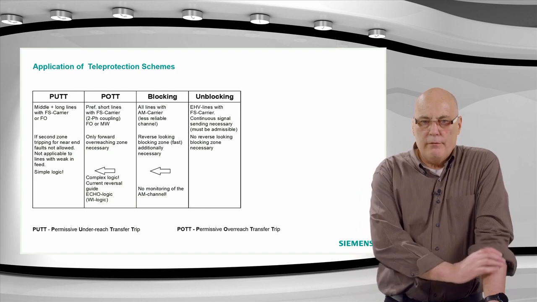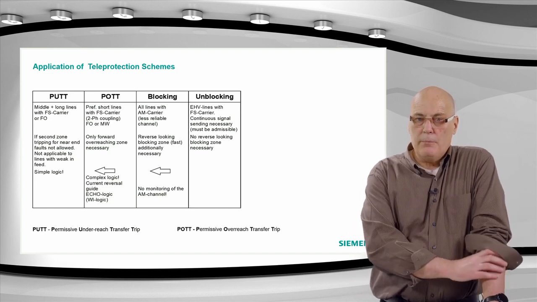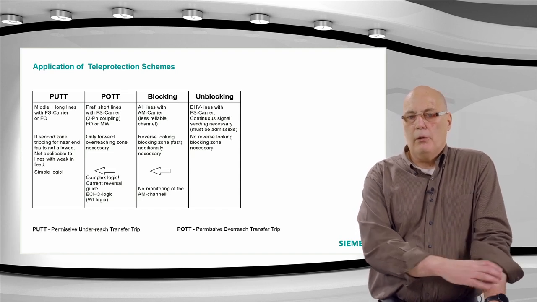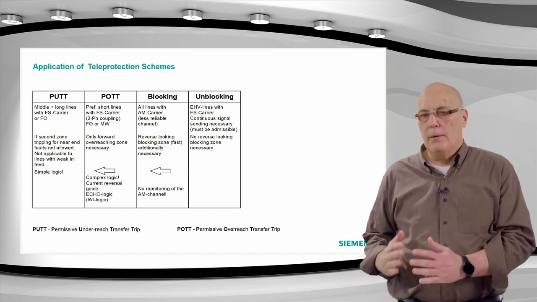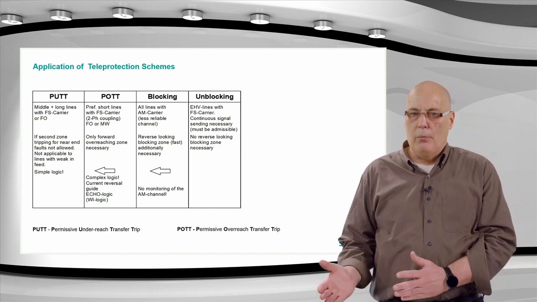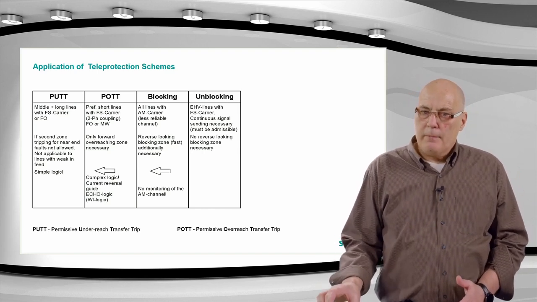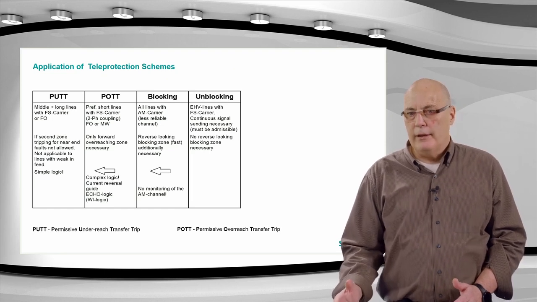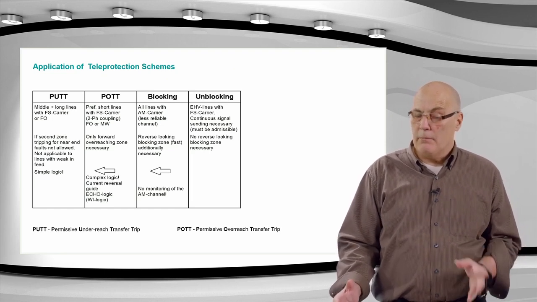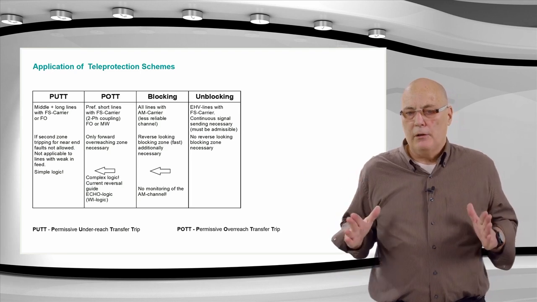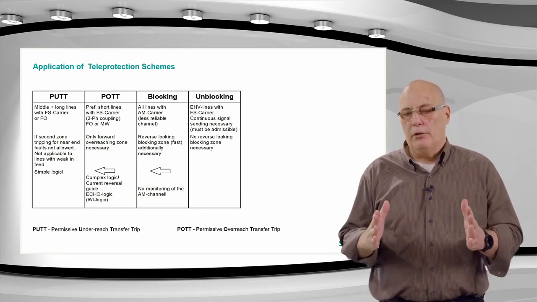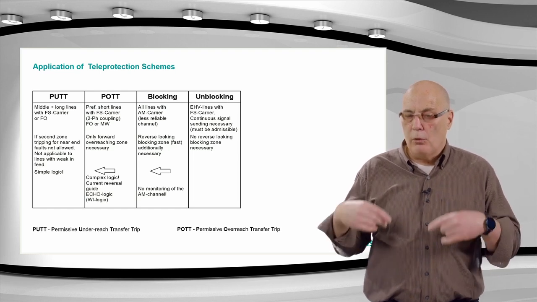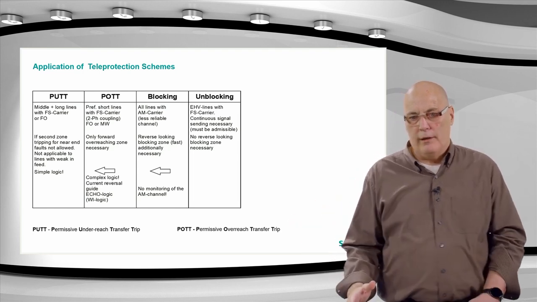All right, the four schemes that we are typically looking at with distance protection: PUTT, permissive underreach transfer trip; POTT, permissive overreach transfer trip. Then we have a blocking scheme and the unblocking scheme. The unblocking scheme, I want to initially take care of that. That is really not a blocking scheme. It is more a POTT scheme essentially, but it uses a special carrier situation where you have a monitoring channel on your communication system. It is a special way of using the communication system. That's why I want to leave that a little bit aside.